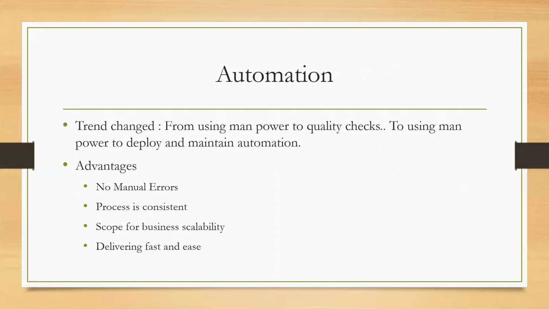Let's take the BMW car example again. If one car is validated in a particular way, the next car is validated in exactly the same way. And with automation, there is scope for improvement. The scalability of the business will increase. They will be able to deliver a huge number of products in less time, delivering fast with ease.